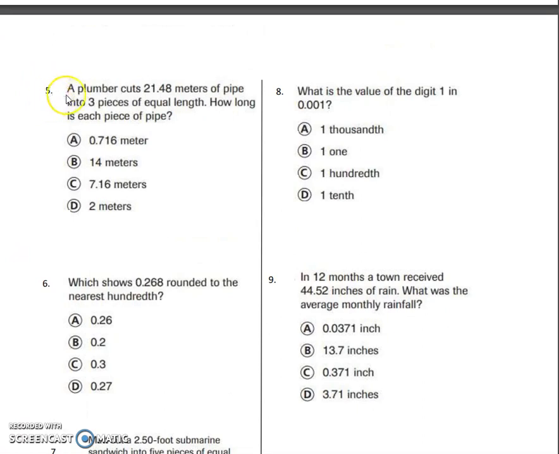Question 5. A plumber cuts 21.48 meters of pipe into 3 pieces of equal length. How long is each piece of pipe? Pause the recording to work the problem.